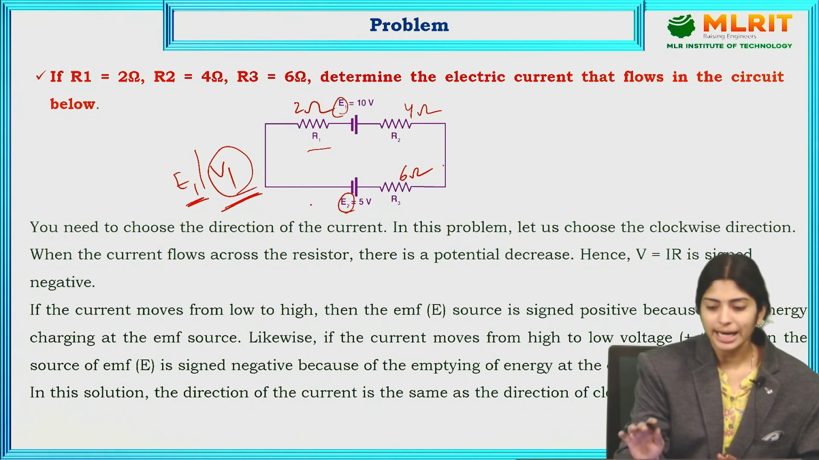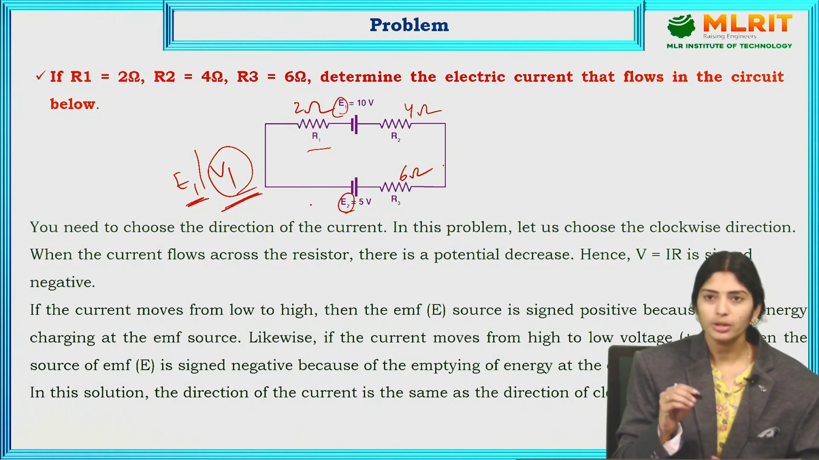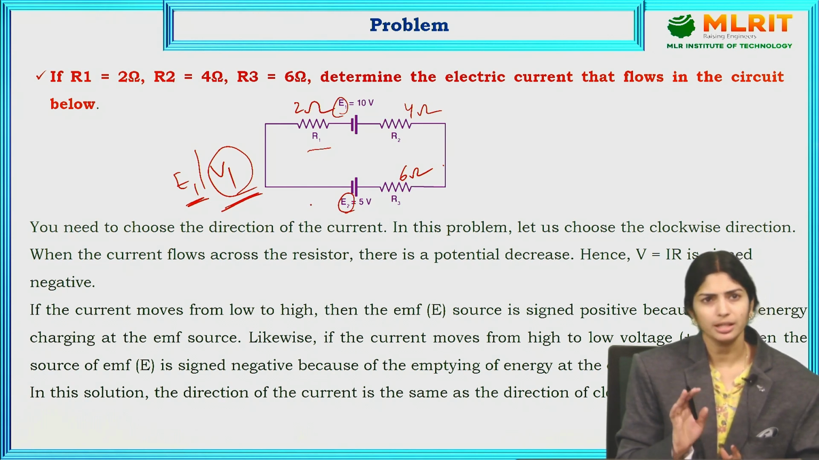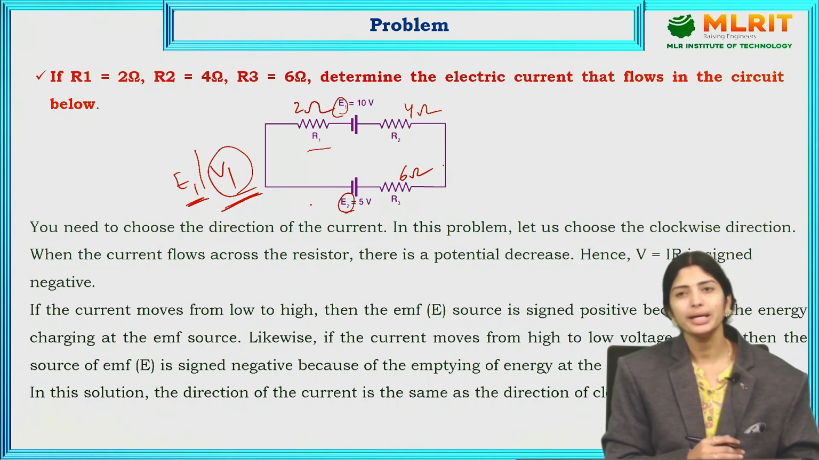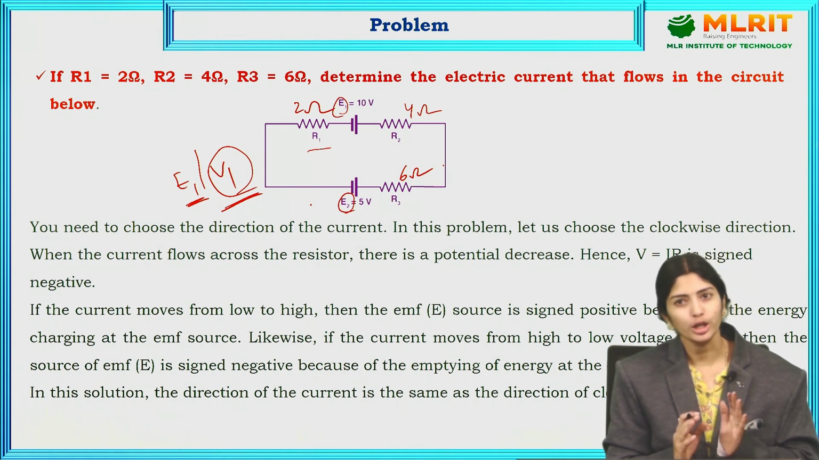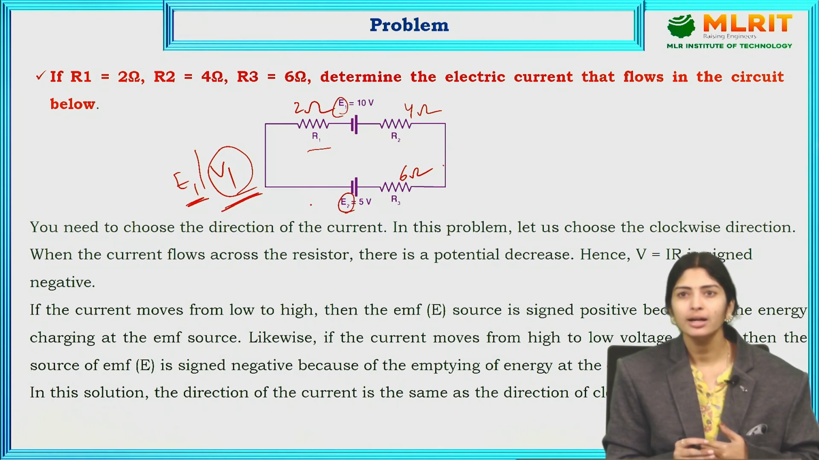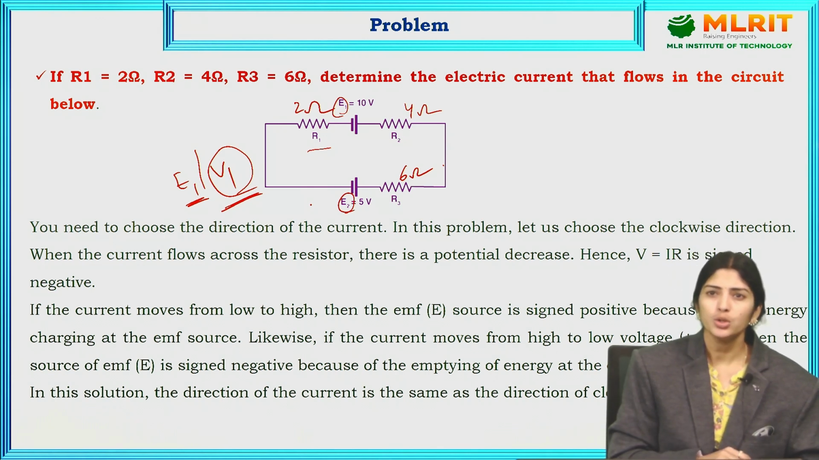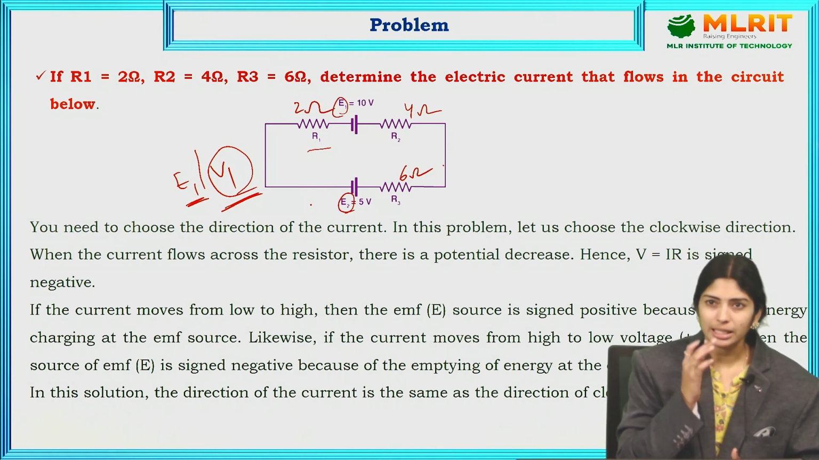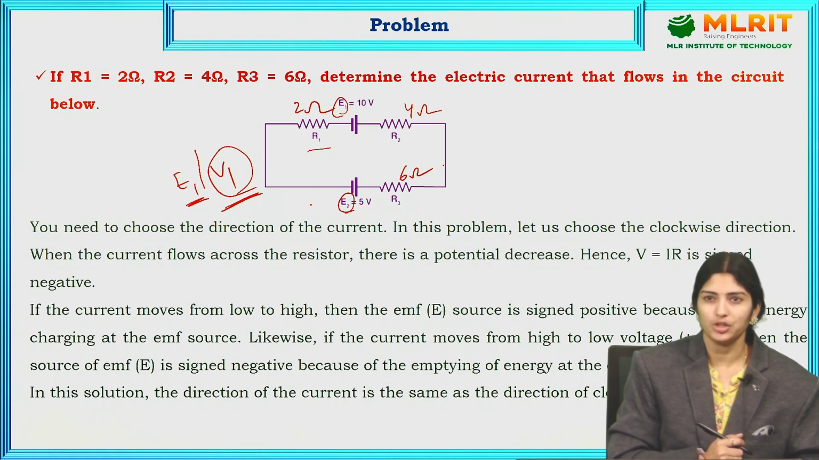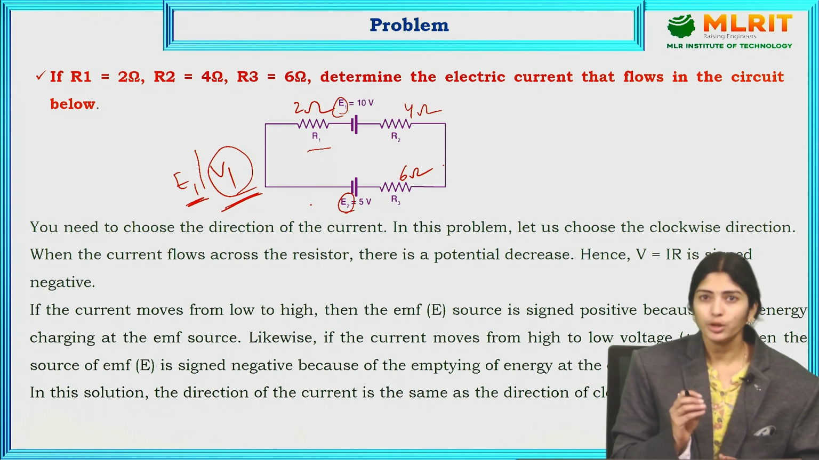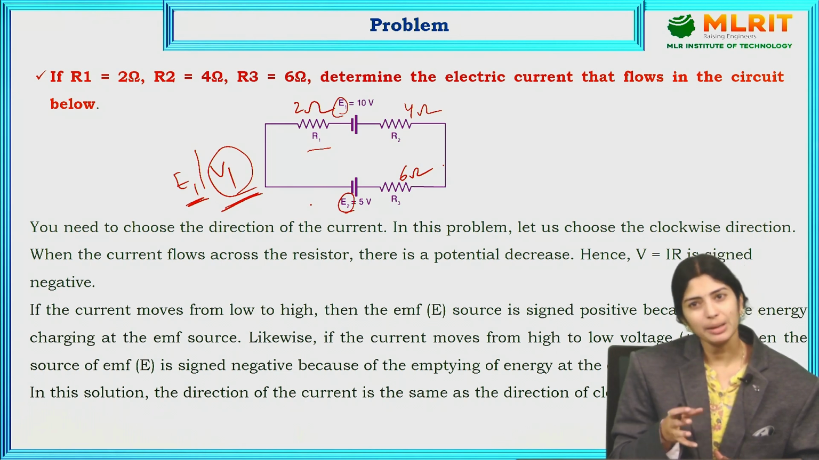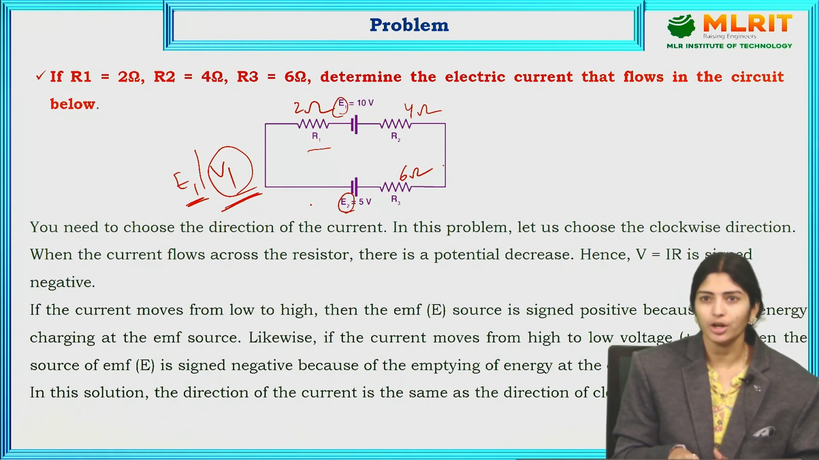So first they give the problem like this. If they give the problem like this, the first thing we have to do is choose the direction of the current. Based on the direction of the current, we will draw the loops and apply KVL in the circuit. Generally we will consider the clockwise direction, because whenever current flows in a resistor, there will be a potential decrease, means there will be some amount of voltage drop in the circuit, obviously.